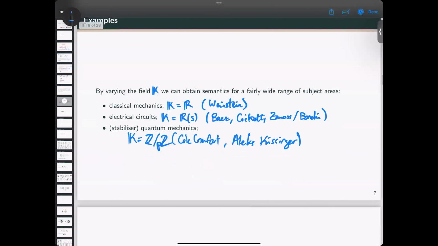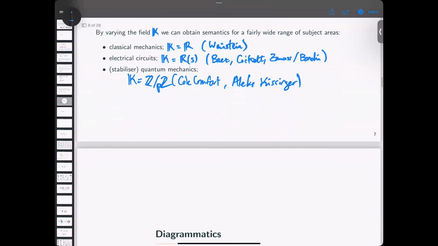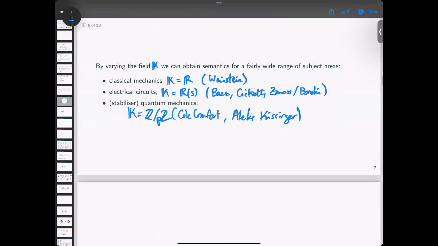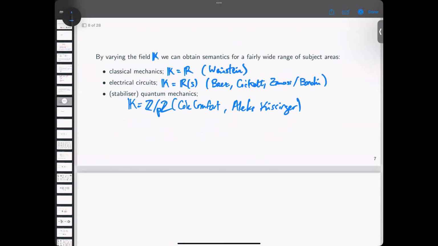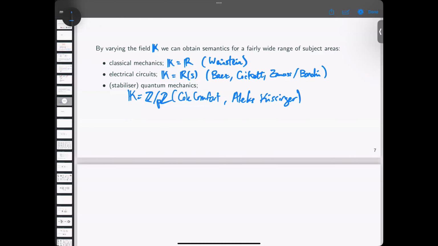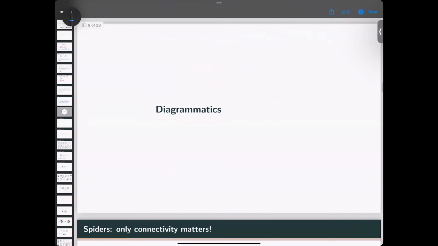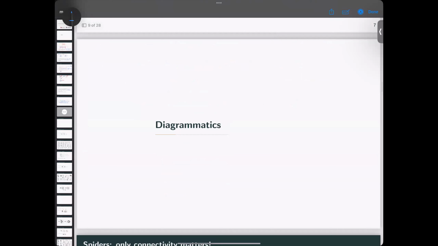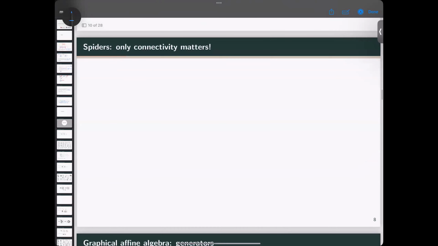Okay, so I don't actually want to go any more into these examples because we're going to come back to them at the end of this talk, provided I have time, where we can actually draw some pictures in the diagrammatic calculus for some of these examples. Okay, so let's dive into diagrammatic languages, starting with spiders.